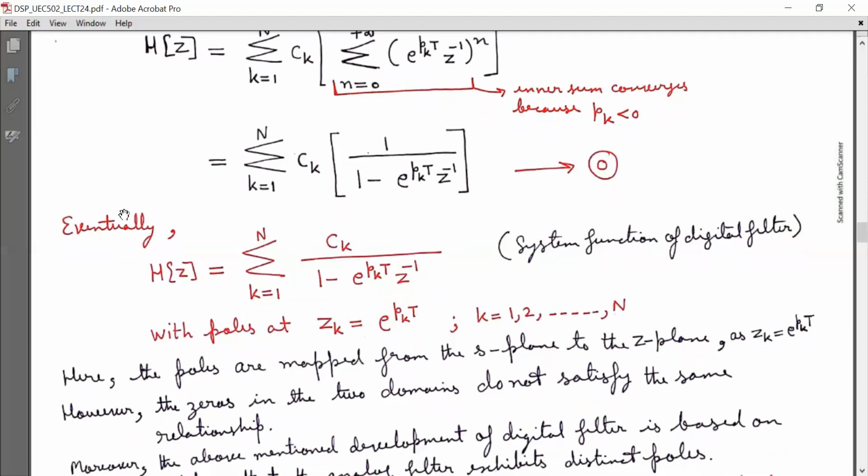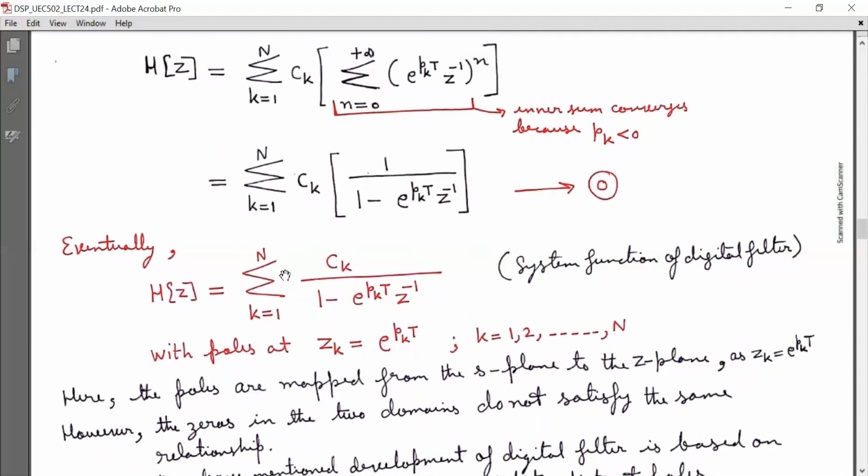Now eventually, H(z) is equal to summation k running from 1 to N, ck divided by 1 minus e raised to power pk capital T z inverse. This is the system function of the digital filter. So H(z) is the system function of a digital filter with poles at zk equal to e raised to power pk capital T, k from 1 to N.